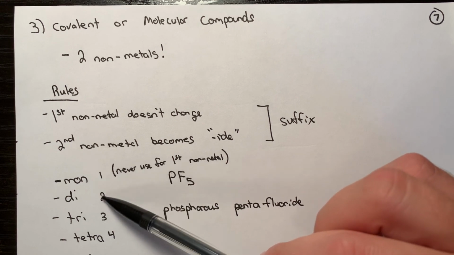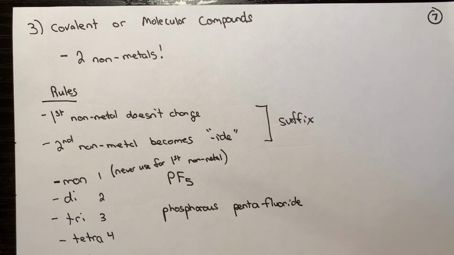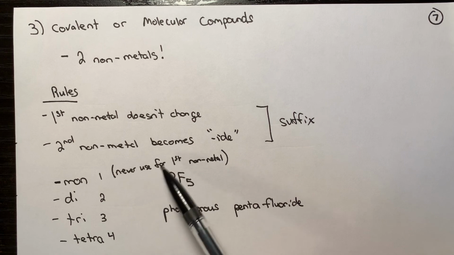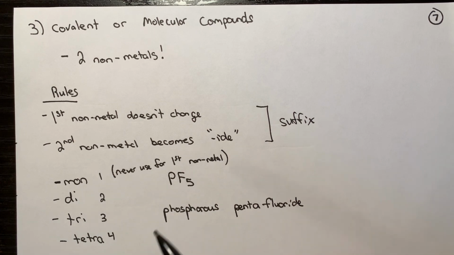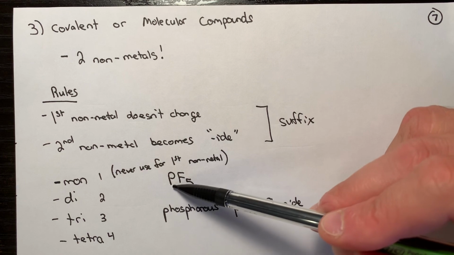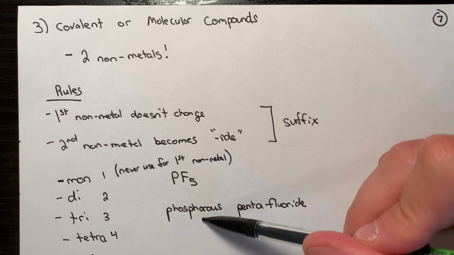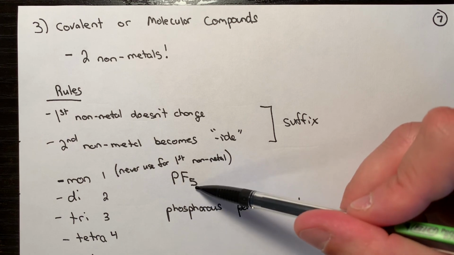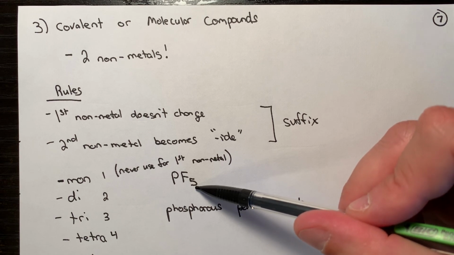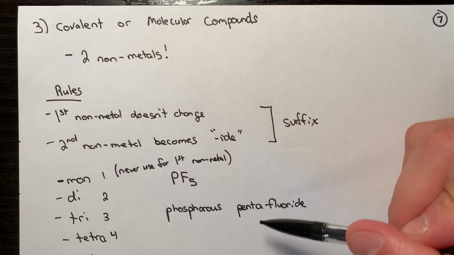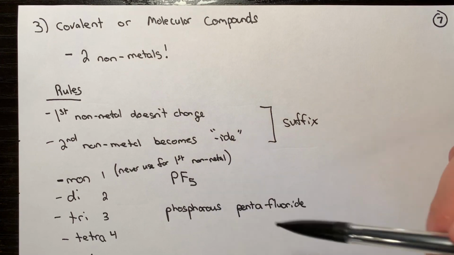And so to do that, we actually use prefixes, okay? And we use these prefixes to describe the number of atoms for the first nonmetal and the number of atoms for the second nonmetal. However, we will never use the prefix mono for the first nonmetal. So here, while there's one phosphorus, we're not going to say monophosphorus. We merely just say phosphorus. We do have 5 fluorine atoms here. Again, not ions, atoms. And so that is going to get the penta prefix. So this compound here is phosphorus pentafluoride.